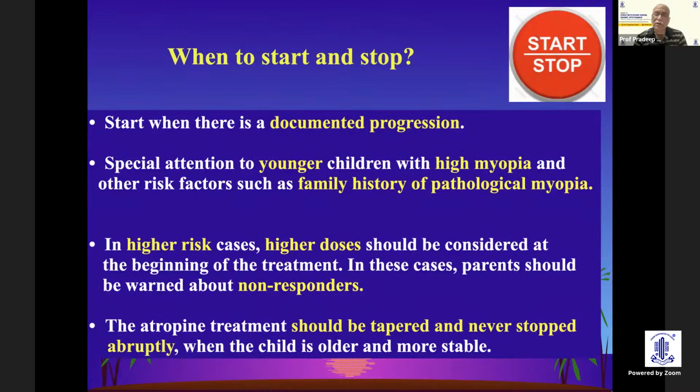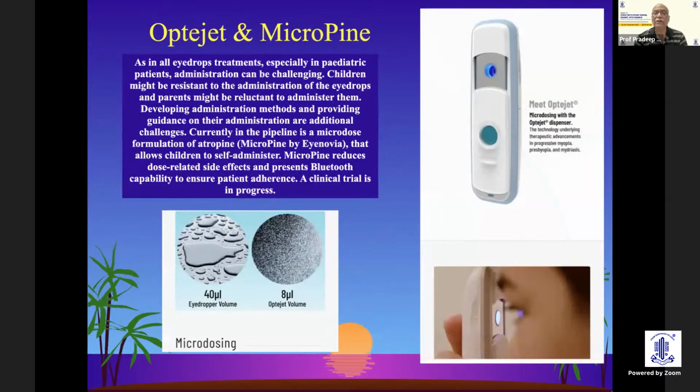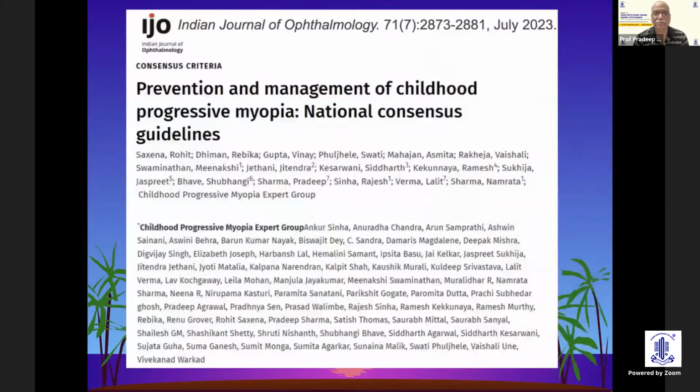When we are going to stop, we should taper and never stop the medicine abruptly, because we know that there is a rebound effect. We should taper by using a lesser concentration, or later by using it on fewer days in a week. Recently, I have come across newer mechanisms for children, particularly because putting in a drop is a challenge. These OptiJet or Micropine dispensers would probably be available in future. They deliver micro doses and are likely to be well accepted by the children.